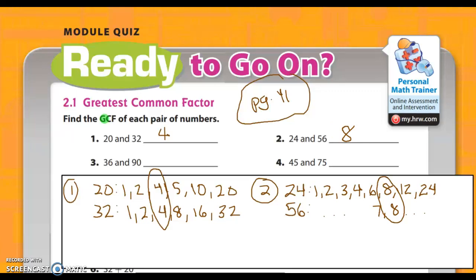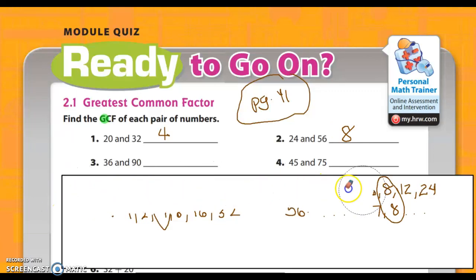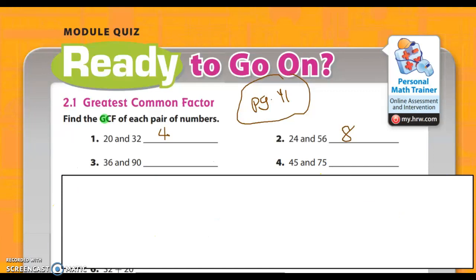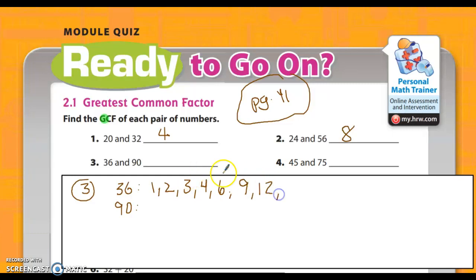I'm going to apply that same trick on numbers 3 and 4 as well. So check this out. The factors of 36 and 90. Factors of 36 include 1, 2, 3, 4, 6, and it's 6 times 6. Now I'm just going to kind of work backwards and find partners. It's going to be 4 times 9. It's going to be 3 times 12. It's going to be 2 times 18. And it's going to be 1 times 36.